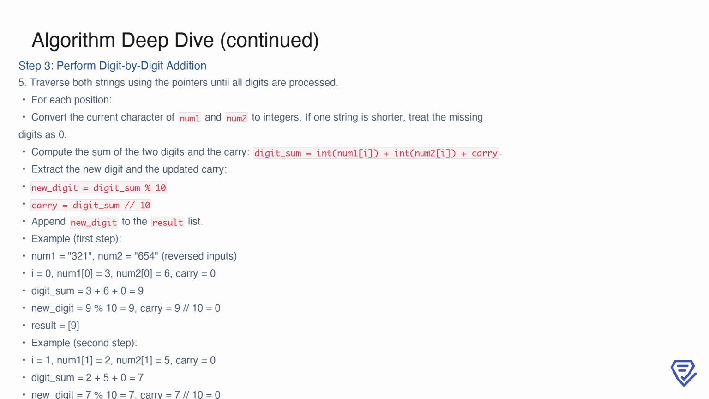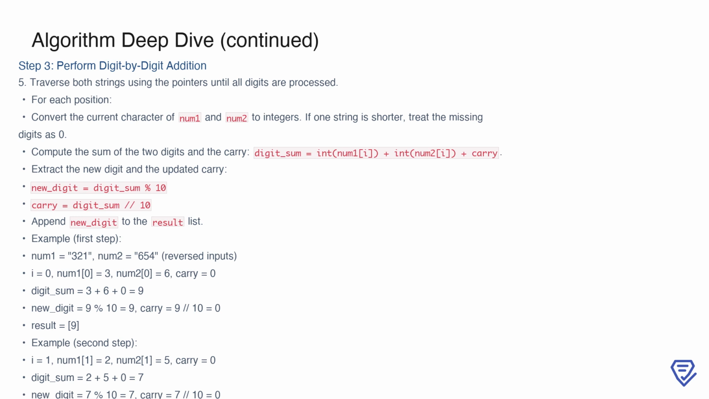The next step is to perform digit-by-digit addition using the two pointers. At each position, we convert the characters from both strings into integers. If one string is shorter, we treat any missing digits as 0. The sum of the two digits, along with the carry, gives us the total for that position. From this total, we extract the new digit by taking the remainder when divided by 10, and we update the carry by performing integer division by 10. This ensures that any overflow is properly handled in the next iteration. The new digit is then appended to our result list.